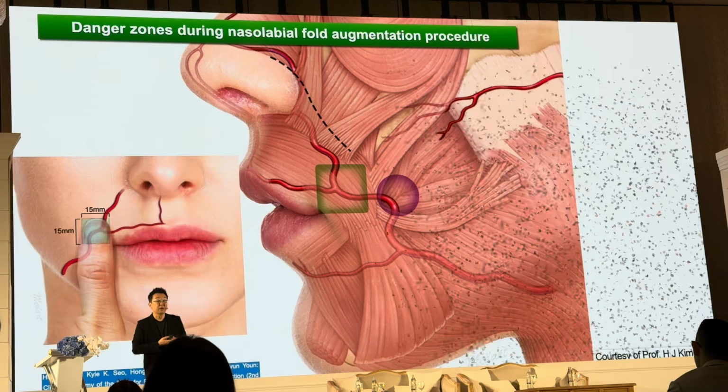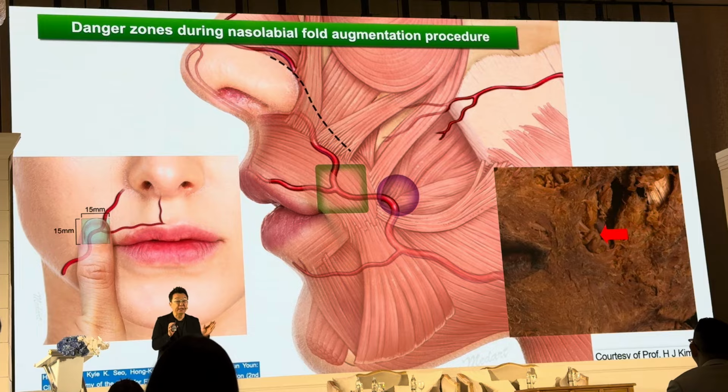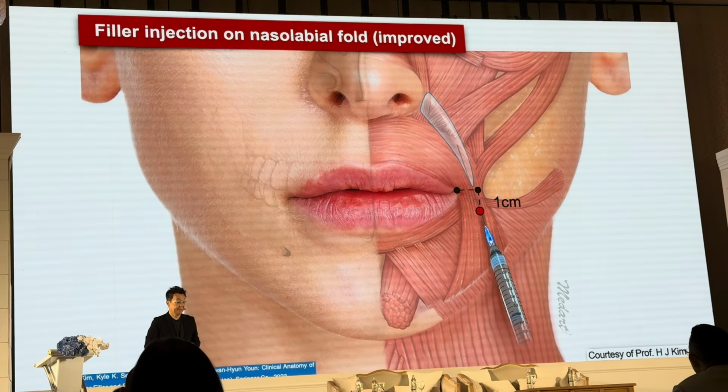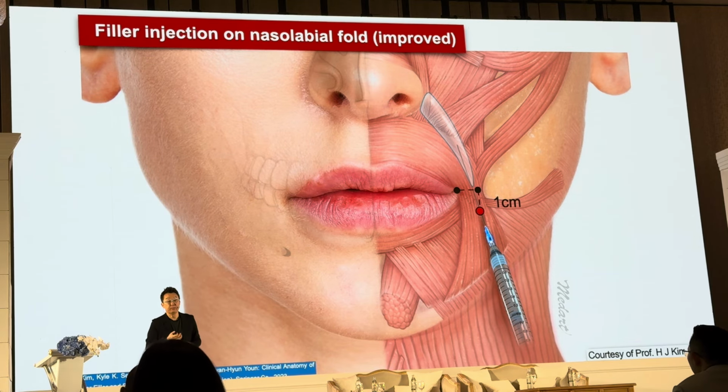And also, for the labial fold augmentation procedures, we have to know the danger points. One is the bifurcation point of the superior labial artery, and the other is the exposed segment of the facial artery, just 15 millimeters lateral to the mouth corner. These 2 points should be avoided. So we suggest this improved technique to set up your entry point. It should be on the mouth corner area or the modiolus point in each patient. Definitely it is a safe entry point.